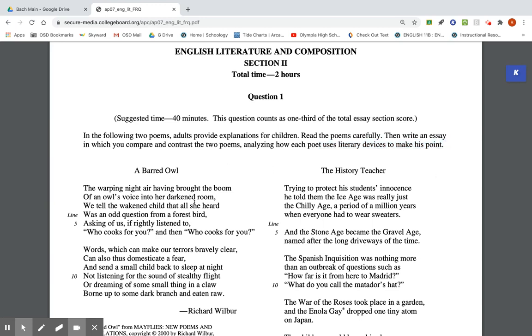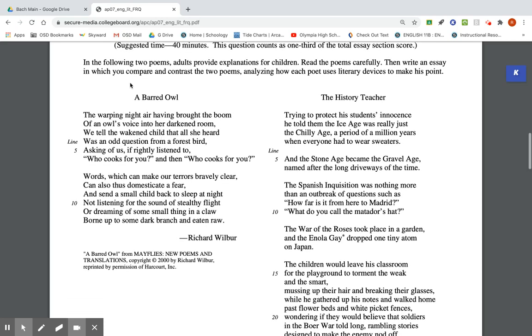So let's take a look here at the first one. I'm going to read it to you. I'm going to give you some initial insights on it. We're going to go over the first steps.